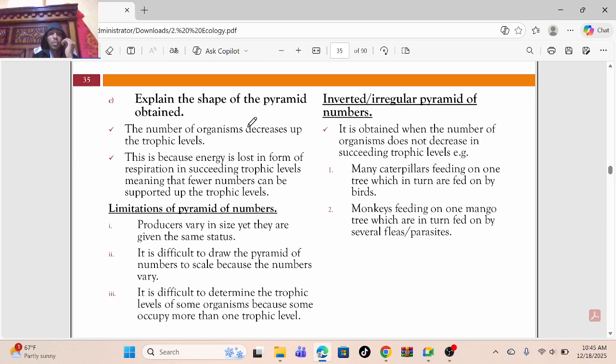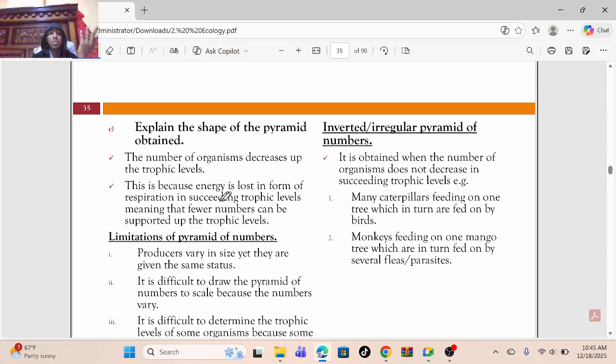Explain the shape of the pyramid. You just explain the number of organisms decrease up the trophic level. This is because energy is lost in form of respiration in the succeeding trophic level, meaning that fewer numbers can be supported at the trophic level.